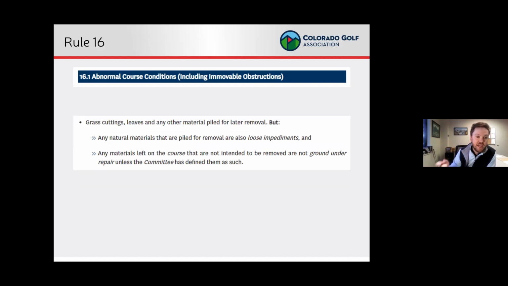It says, but these natural materials that are piled for removal are also loose impediments, so you can simply move them out of the way. Any materials left on the course that are not intended to be removed are not ground under repair unless the committee has defined them as such. So again, if they're just scattered out there, that's not covered by this definition here.